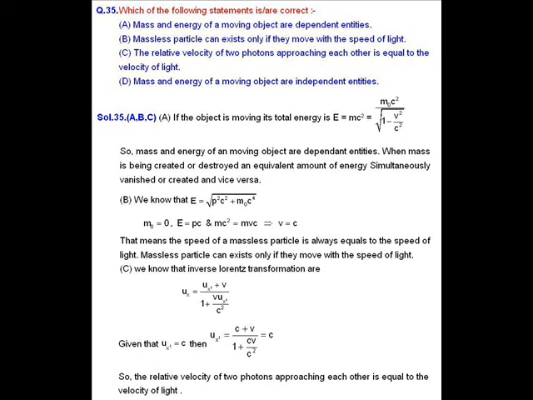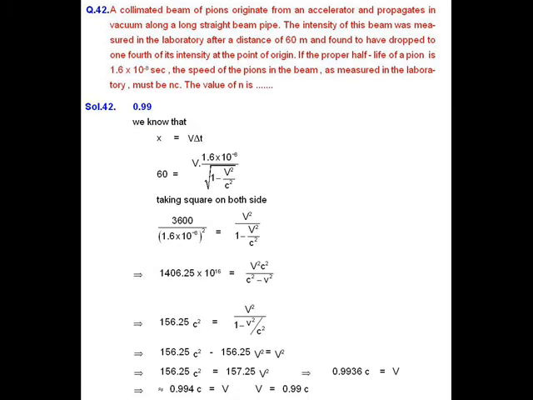So option D will be wrong because option A is correct. If option A is correct, then option D will be wrong, because the statement that mass and energy of a moving object are independent entities is not correct. They are dependent entities. So the answer is options A, B and C.